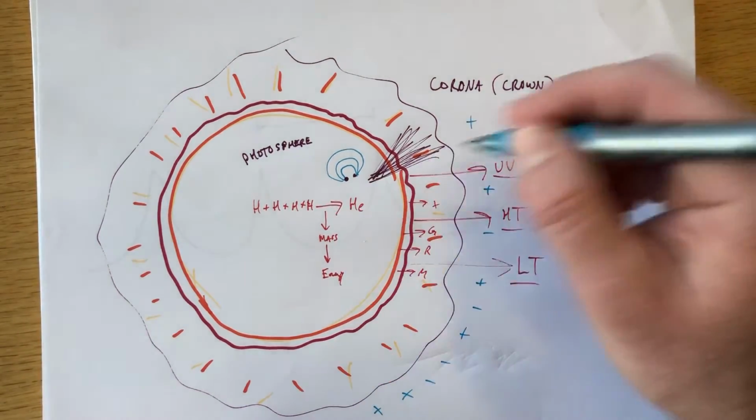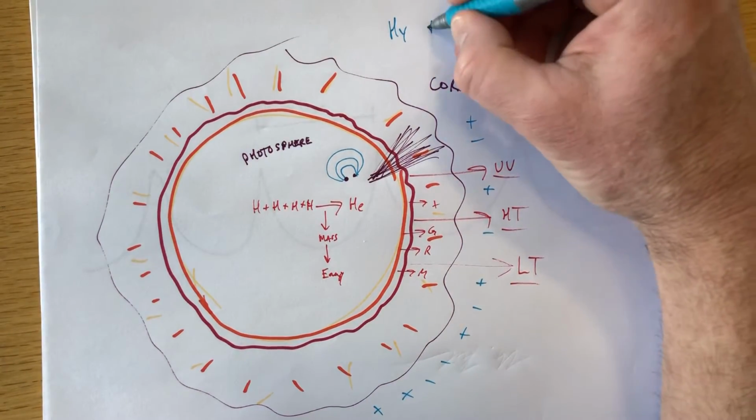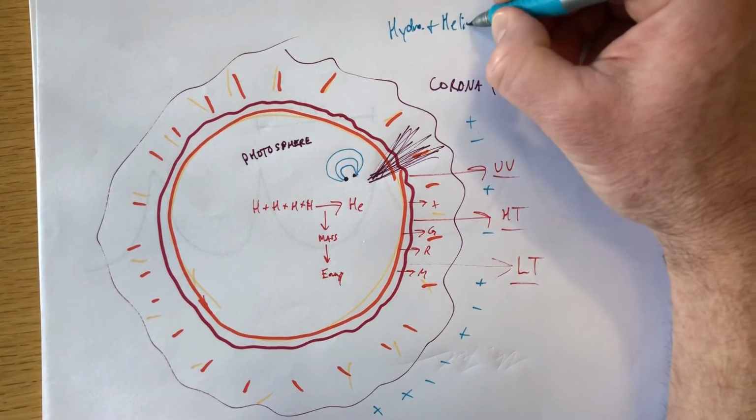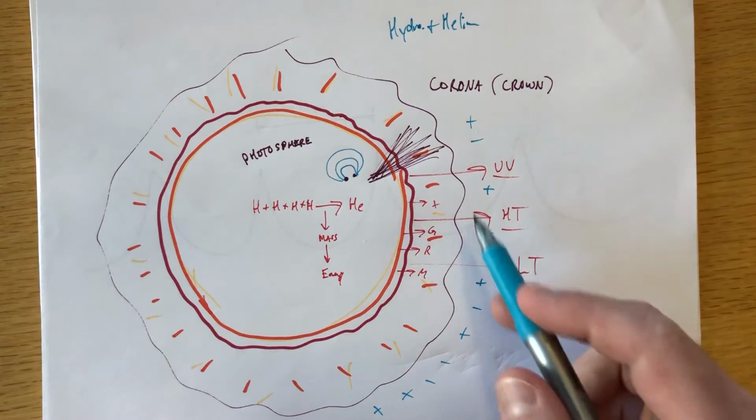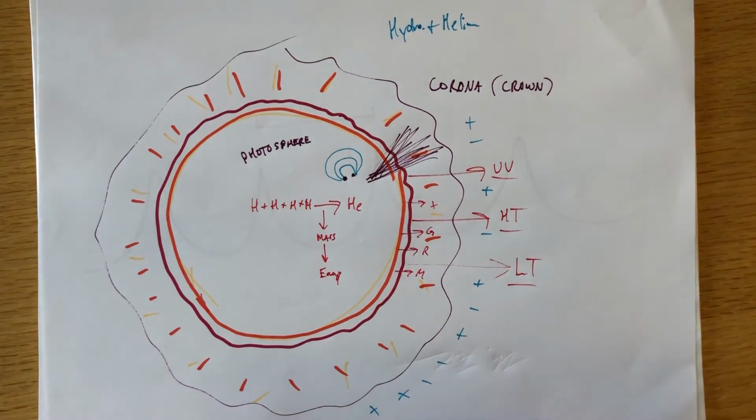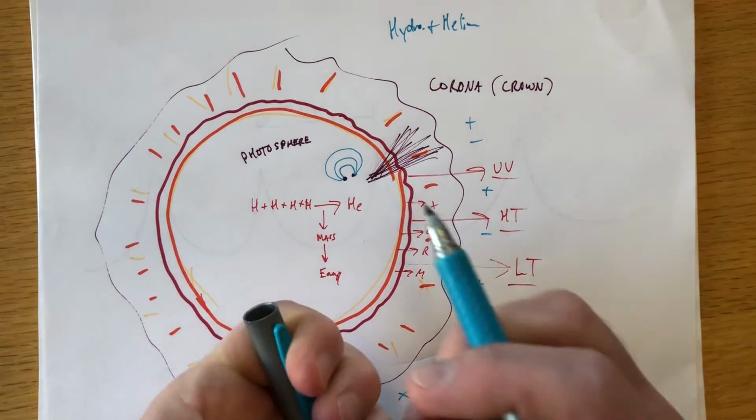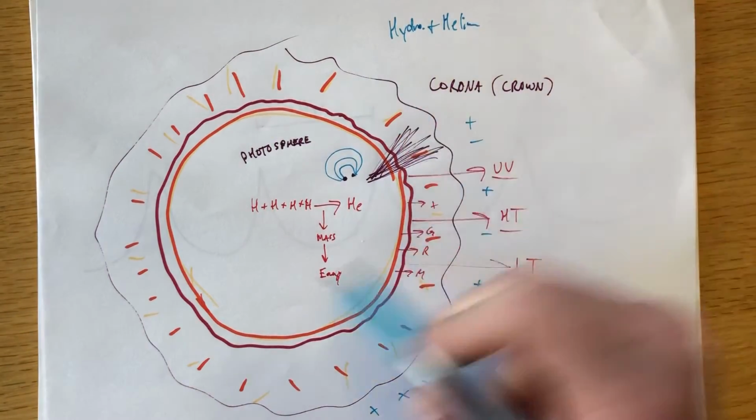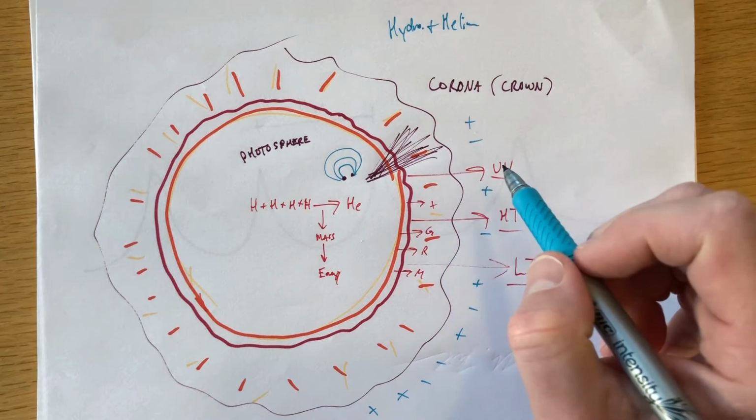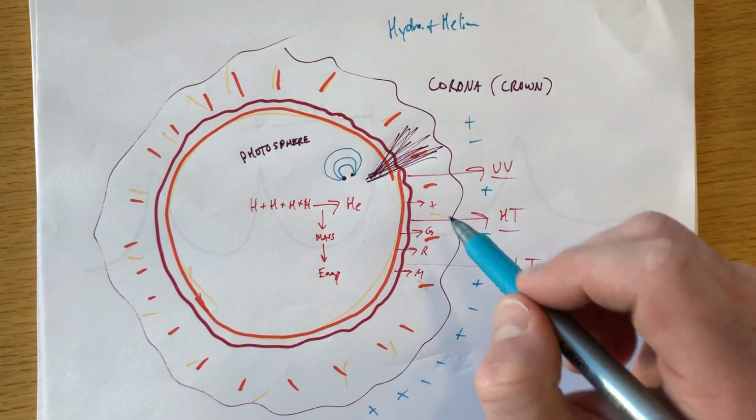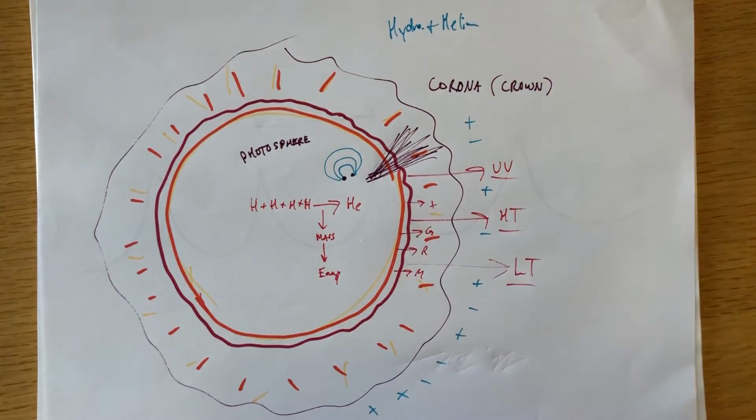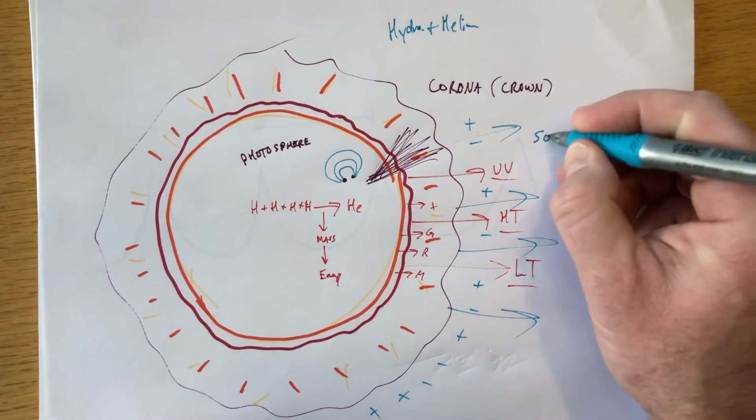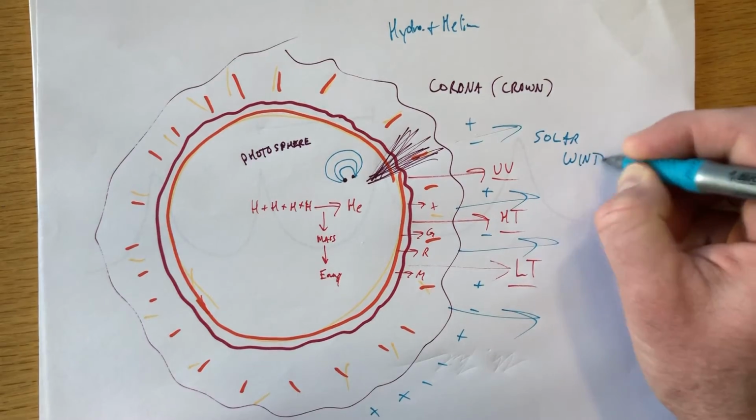Just a quick reminder, the sun is made mostly of hydrogen and helium. So the sun itself is a plasma for the most part, which means the nuclei and the electrons are ripped apart and they're moving around. So the sun is mostly hydrogen and helium nuclei and electrons. So these particles that are moving so fast that fly off into space is called the solar wind.